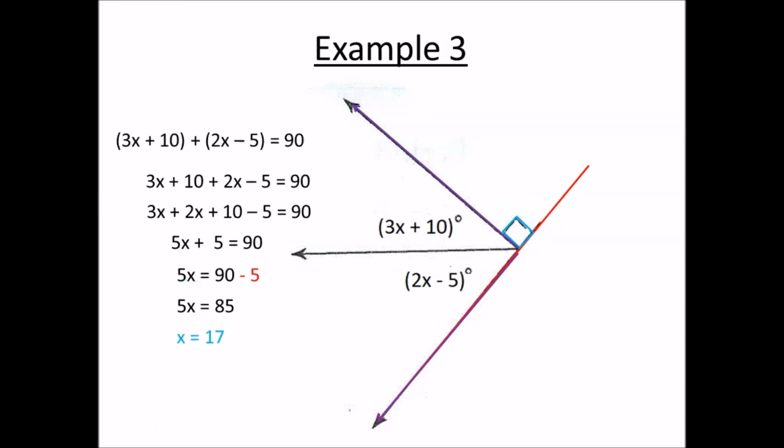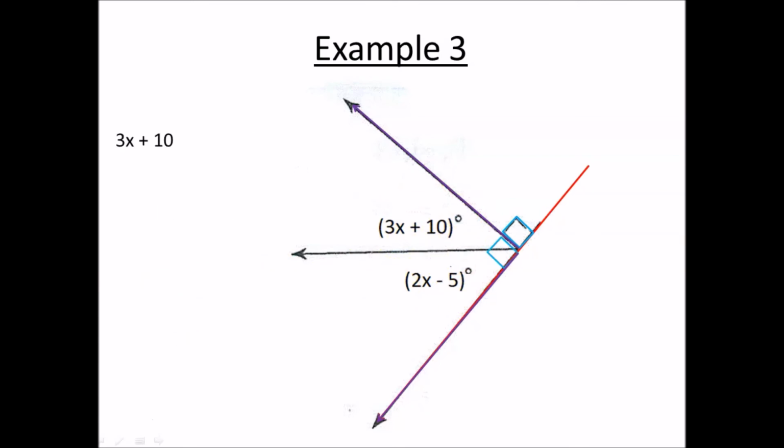Now in the previous examples, we were done once we found x. But in this case, it's different, because we found x first, and now what we're trying to do is find the angles, because again, we're not given the angle right here, and we're not given the angle right here. So we're going to take those two equations and substitute our 17 for the x. It looks something like this: 3 times 17 plus 10, giving us 51 plus 10, which adds up to 61. So our first angle right here is equal to 61 degrees.